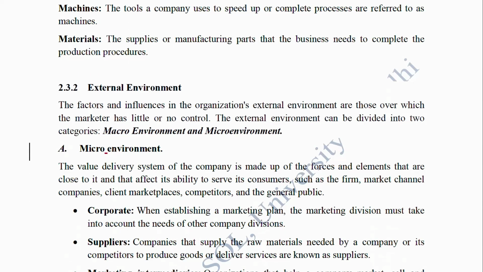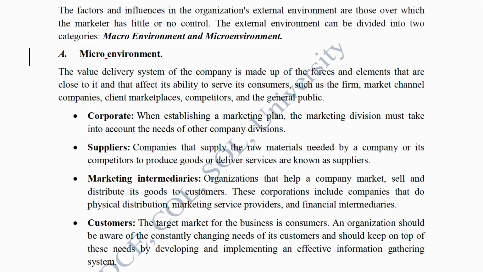2.3.2 External environment. The factors and influences in the organization's external environment are those over which the marketer has little or no control. The external environment can be divided into two categories: macroenvironment and microenvironment. A. Microenvironment. The value delivery system of the company is made up of the forces and elements that are close to it and that affect its ability to serve its consumers, such as the firm, market channel companies, client marketplaces, competitors, and the general public.